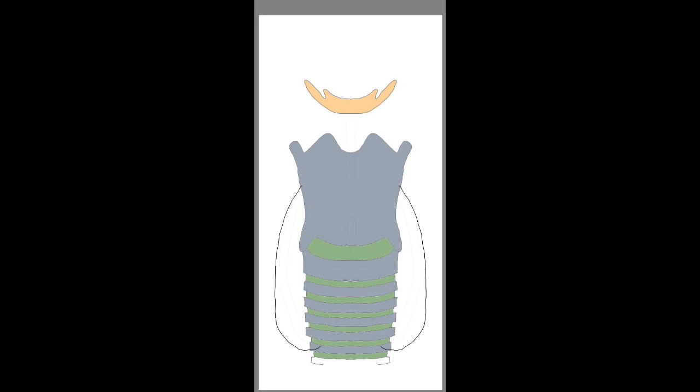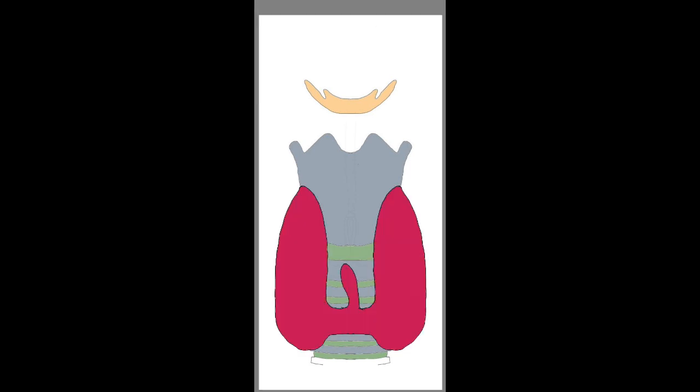The thyroid consists of two conical lobes connected by an isthmus. There can be a pyramidal lobe which extends from the isthmus or one of the lobes. The thyroid gland has two capsules. One, the true capsule, which is the condensation of connective tissue of the gland itself, and the other one outside that is the false capsule, which is derived from the pre-tracheal layer of deep cervical fascia.